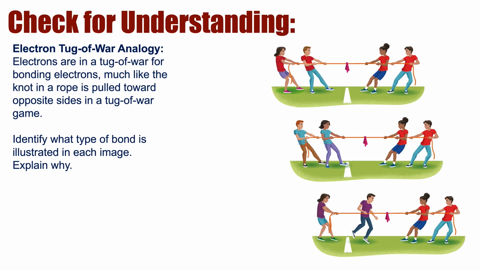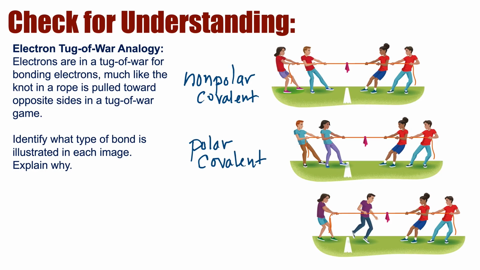What I want you to do is look at these three images and identify which image would represent nonpolar covalent bonding, which image would represent polar covalent bonding, and which one would represent an ionic bond. The top one would be a nonpolar covalent bond, because you can see they're sharing back and forth equally. The next one would be a polar covalent bond, because they're being shared unequally back and forth. And finally, that last one would be an ionic bond, because you can see there was a complete transfer occurring.